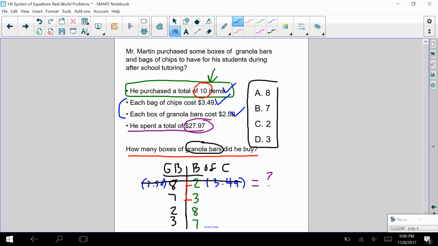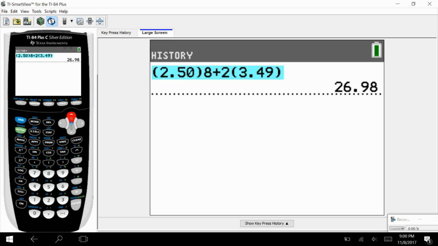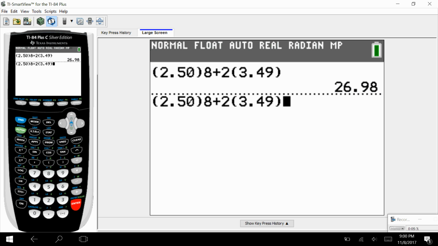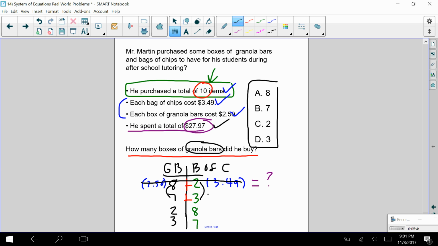We're going to use that exact same formula, but instead we're going to change our 8 to a 7 and our 2 to a 3. Now the nice thing about our calculators is that we can just arrow up, hit enter, and it will copy it. So I just have to change the 8 to the 7 and the 2 to the 3. That gives us 27.97. And that was what we wanted. So my answer is right here. So how many granola bars did he buy? 7 granola bars. Let's try another one.